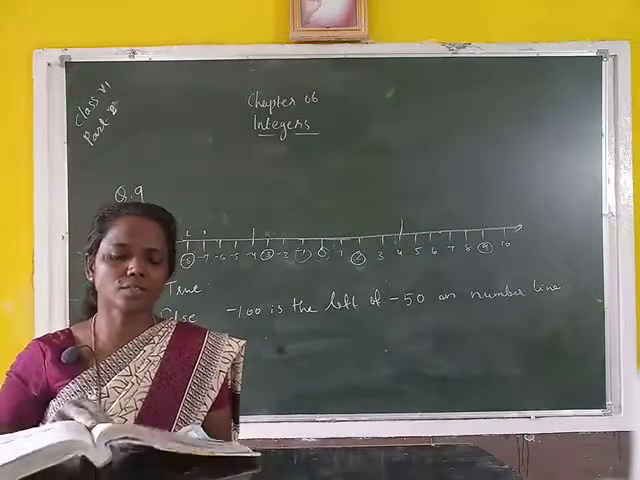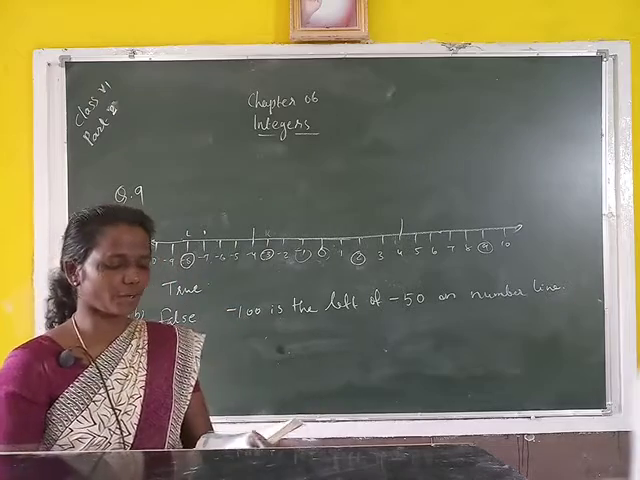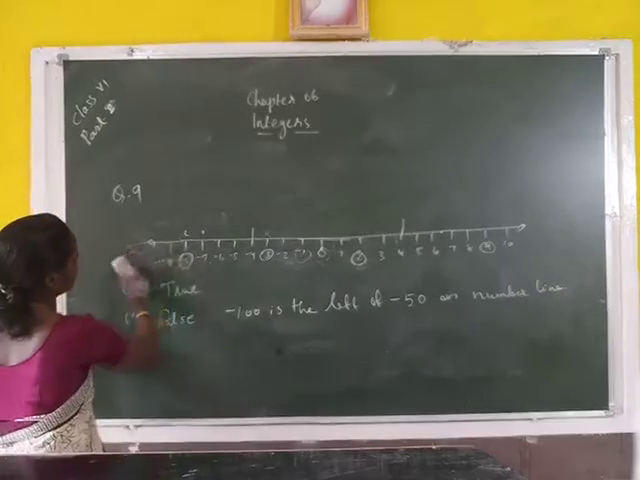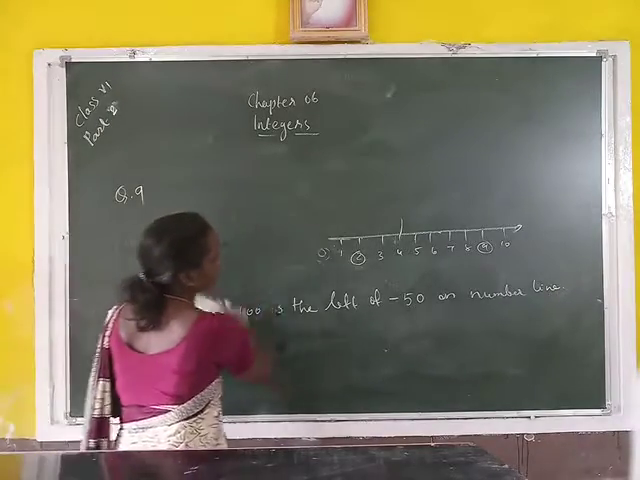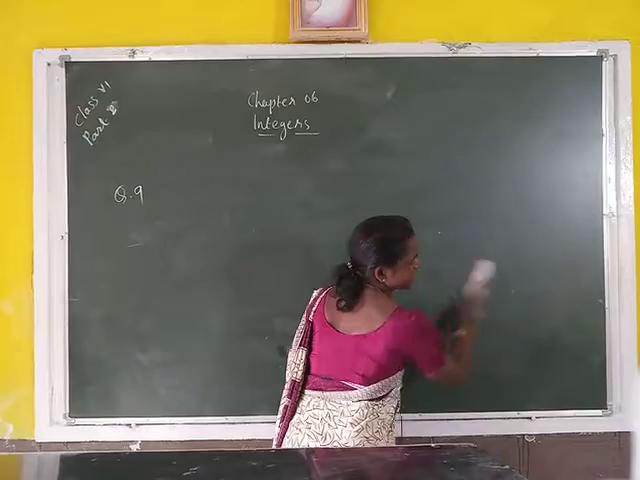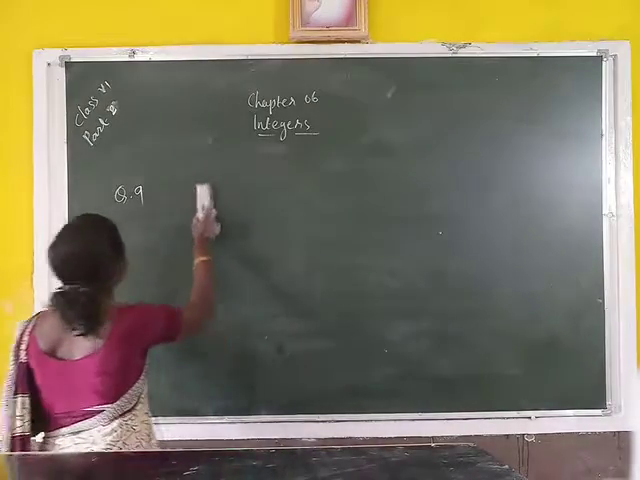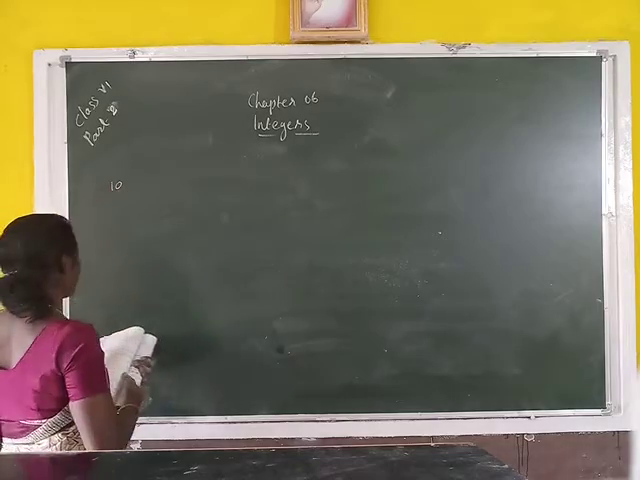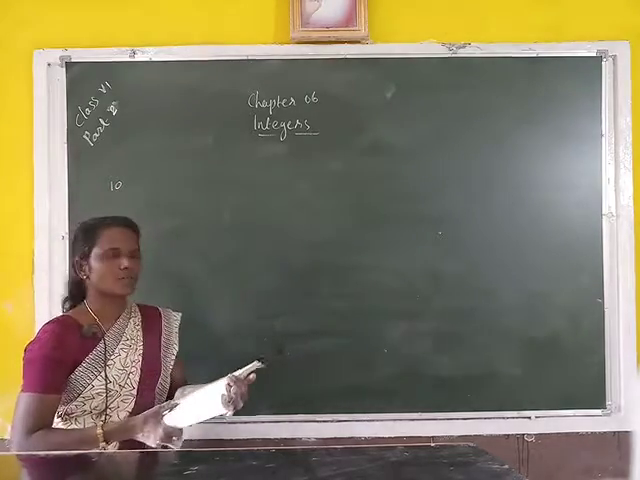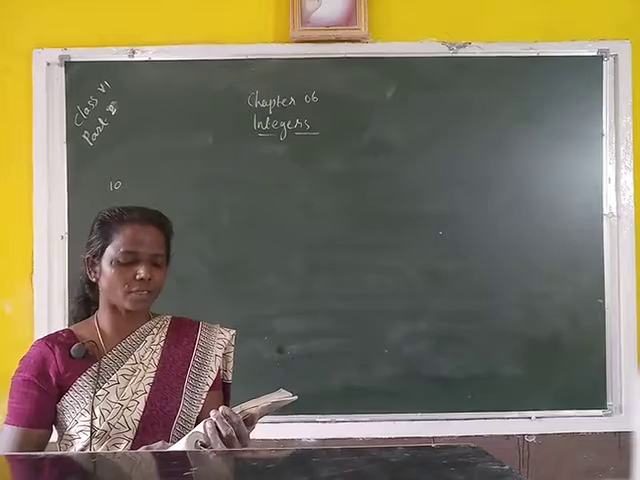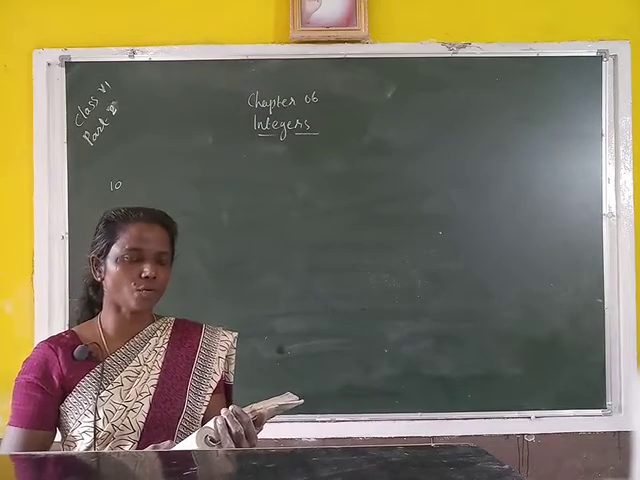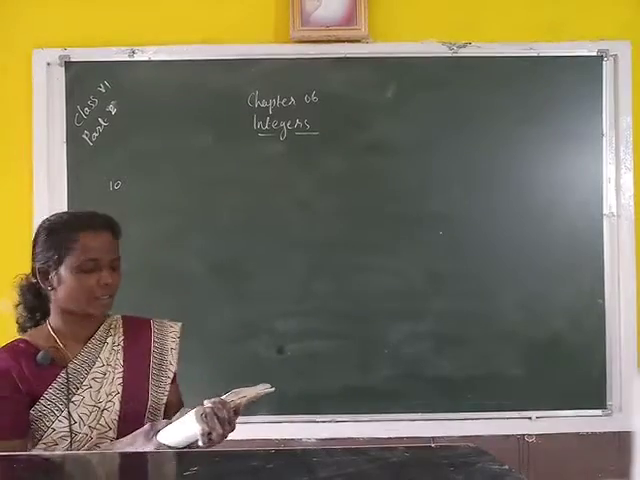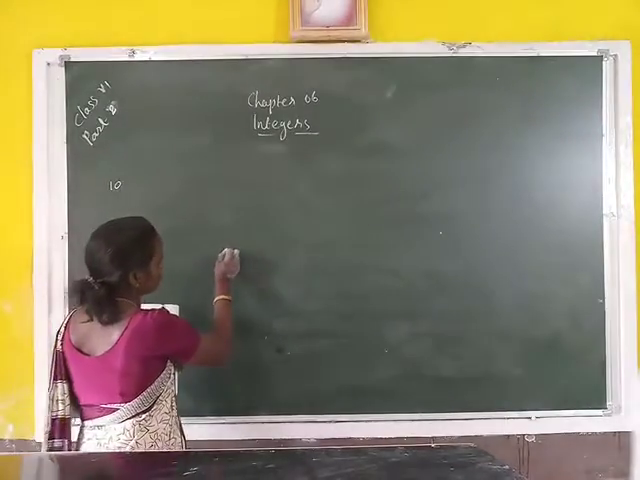The next question number 10. Draw a number line and answer the following. One question I will do, but while solving the other questions, you should do them yourself. Which number will be reached if we move 4 numbers to the right of negative 20? First we draw a number line.